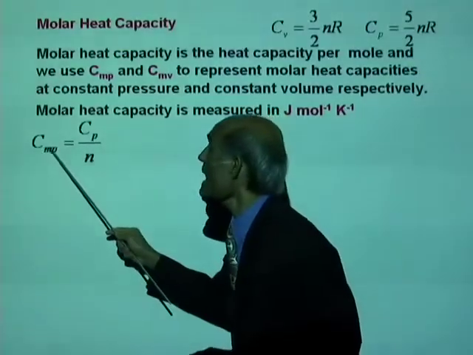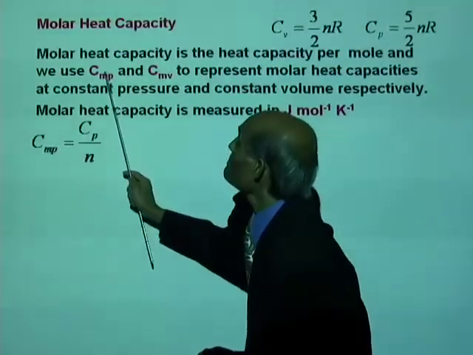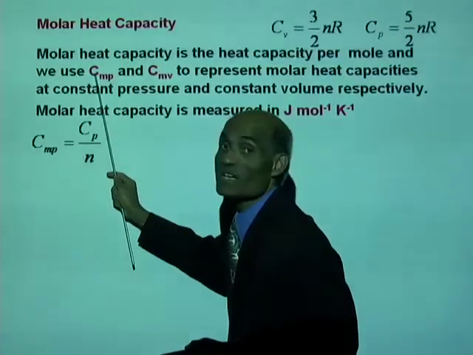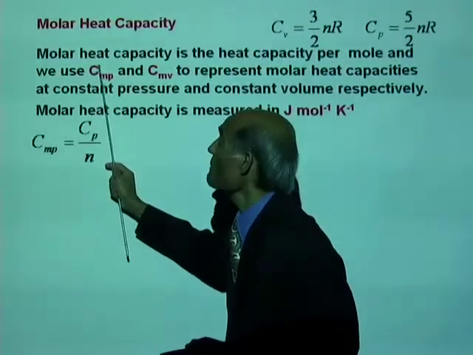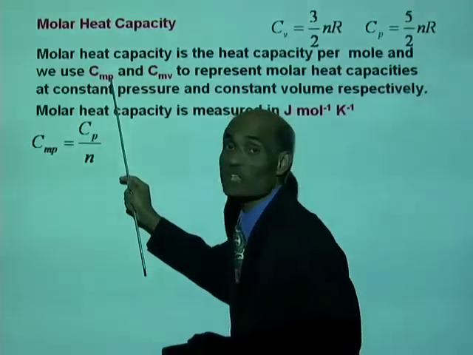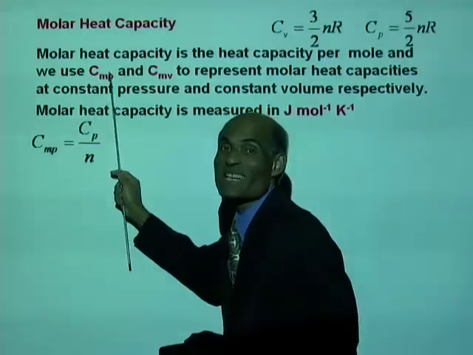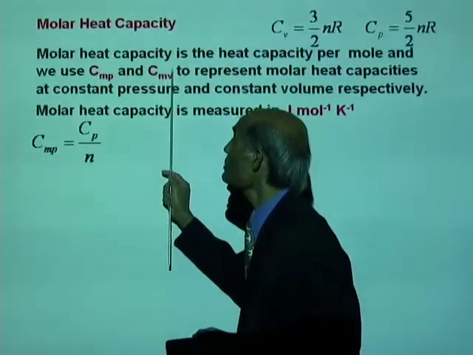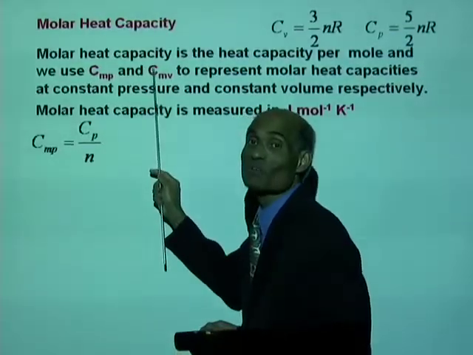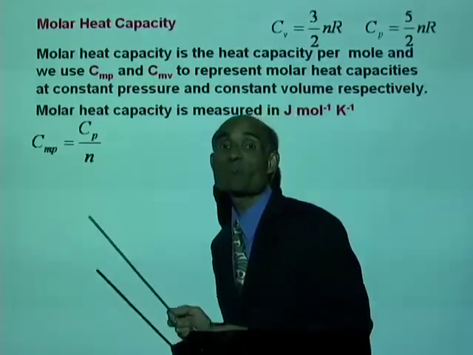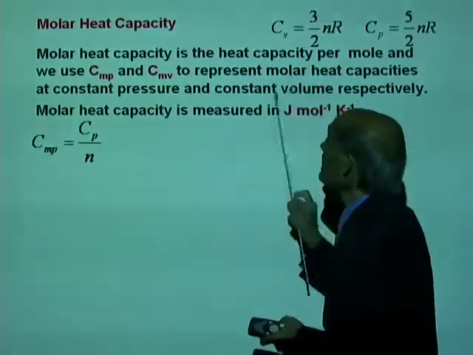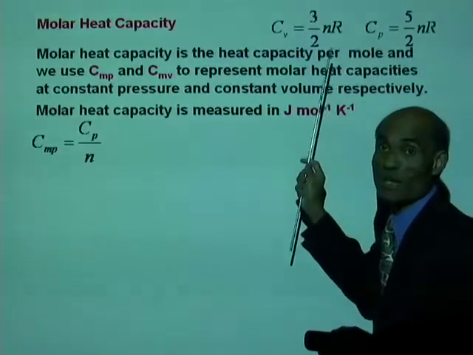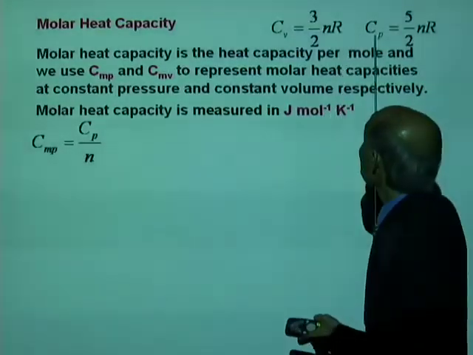Now, the molar heat capacity at constant pressure we will represent by CMP. And the molar heat capacity at constant volume, we will represent by CMV. So, let's see what CMP is. I want you to look at this again and think about it.